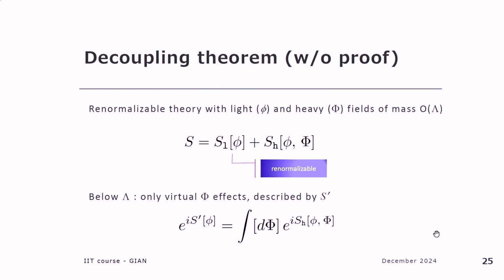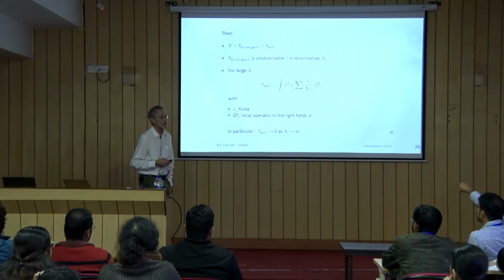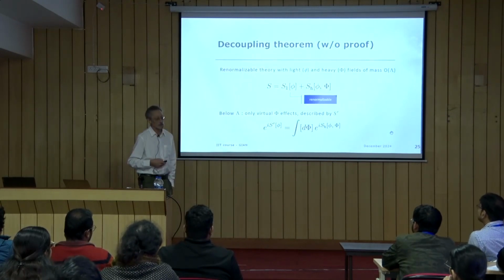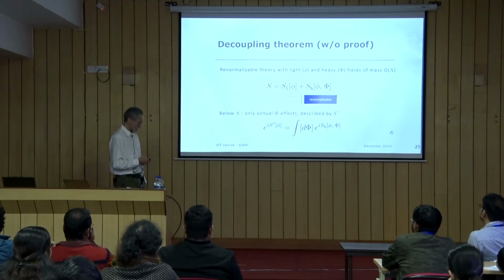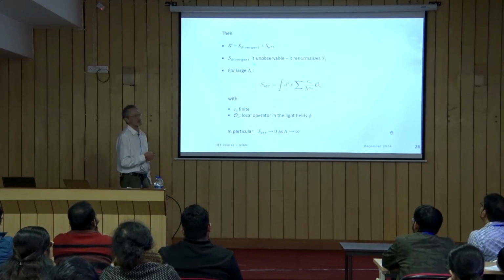And the condition that SL is renormalizable in the light fields, and that the whole thing is renormalizable for the light and heavy fields, is not one you can dispose of. If that is not true, then the theorem is not true. It's an important assumption or requirement. So the renormalizability of SL ensures this is the case.